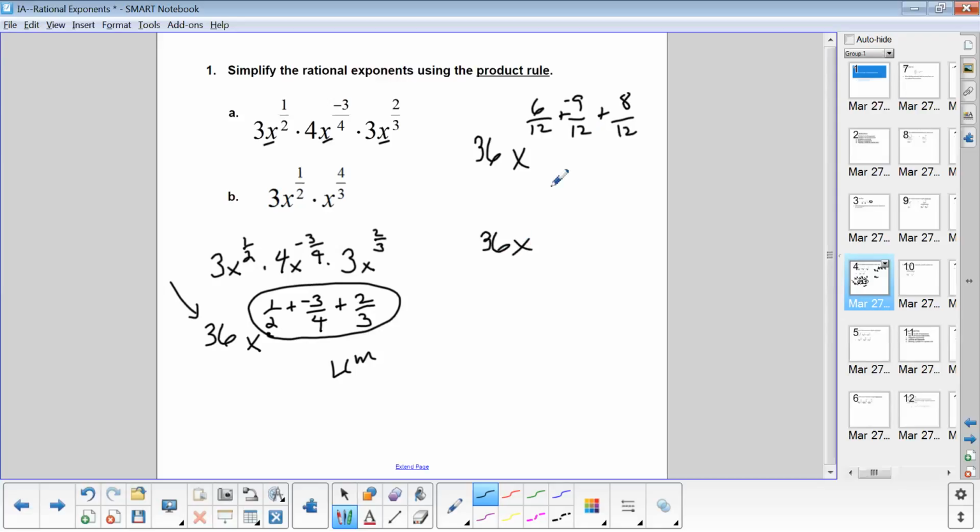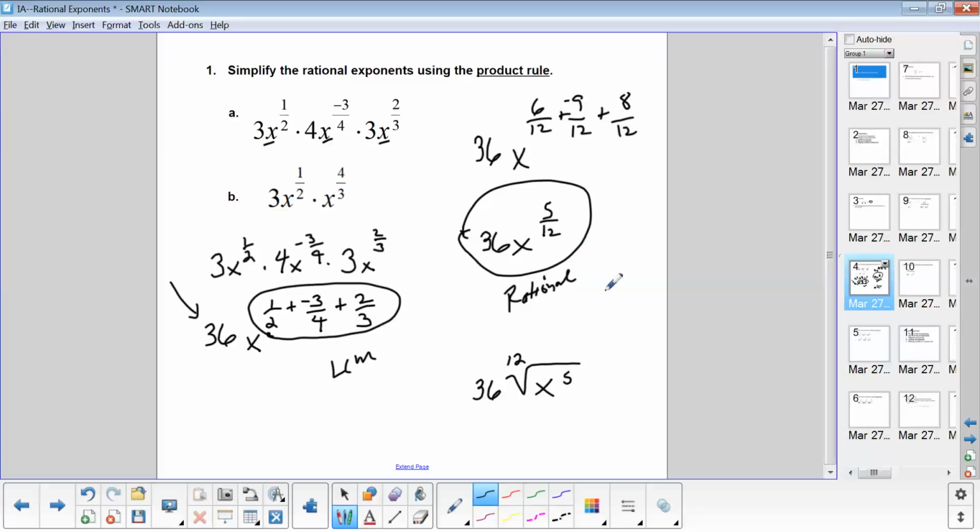To simplify that, we would have 6 and the negative 9 would be negative 3. Negative 3 plus 8 would be 5. So this would be our rational exponent form. And the radical form would be 36 times x is the base, 12 is the root, 5 is the power. So that's called your root or index, and that would be your power.